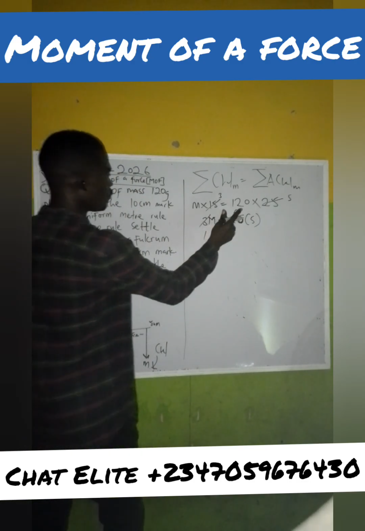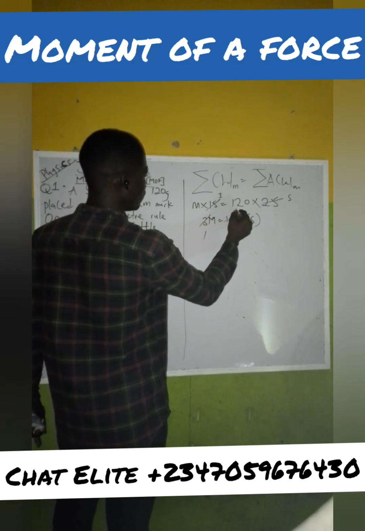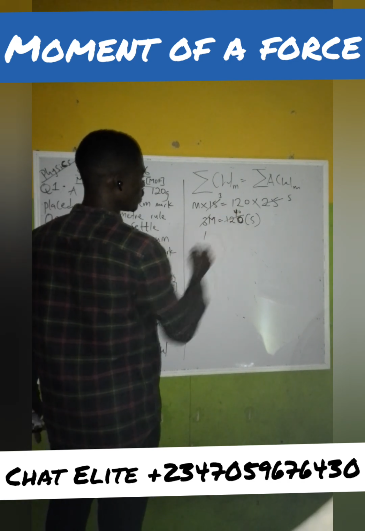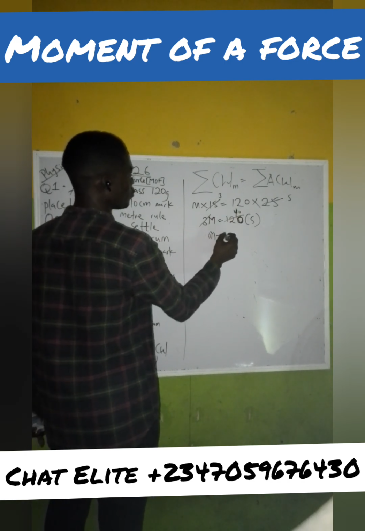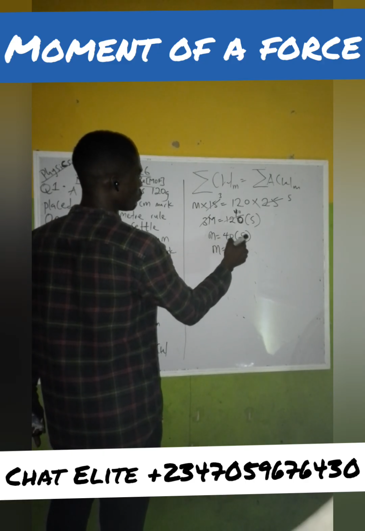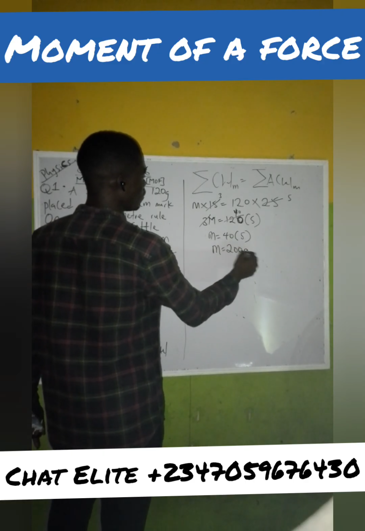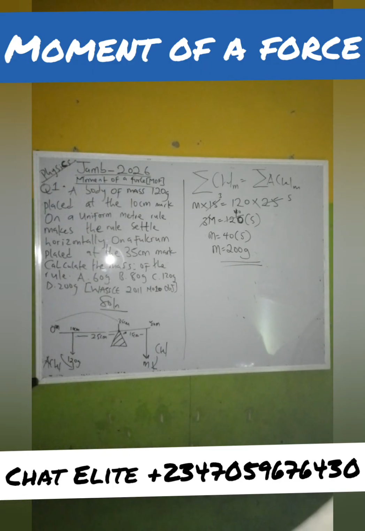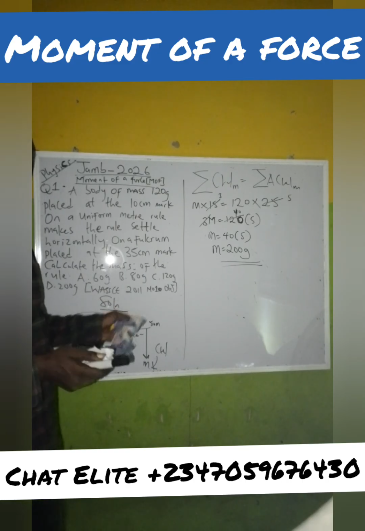3 in 12 is 4. Okay, 3 in 120 is 40. So we are left with m is equal to 40 into 5. Then our m is equal to 200 grams. So the value of m here is 200 grams. So that's option D. To check if the answer is correct, just multiply this by this and multiply this by this. If what you are getting does not correlate, if they are not the same, then something is wrong somewhere. That is how to check the answer.